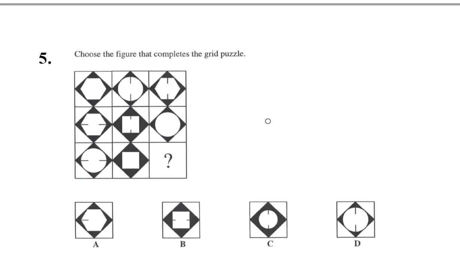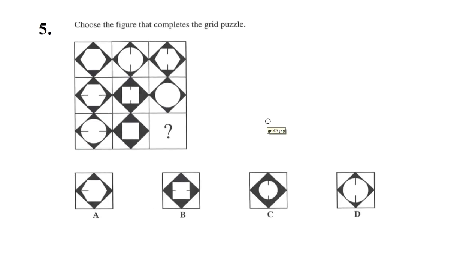All right, one more. Choose the figure that completes the grid puzzle. All right, so I'd quickly look at the outside rhombus shape. That is black. It doesn't appear to be changing at all. All right, so that shape just appears to be a cosmetic feature of the problem. Let's look at the shapes on the inside. All right, what have we got here?